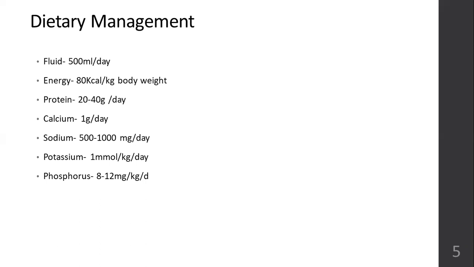Otherwise, for an average adult, how much protein should they take based on ICMR data? What should be an average adult's protein intake? Is my screen visible to all?